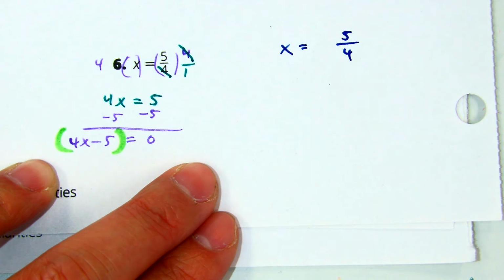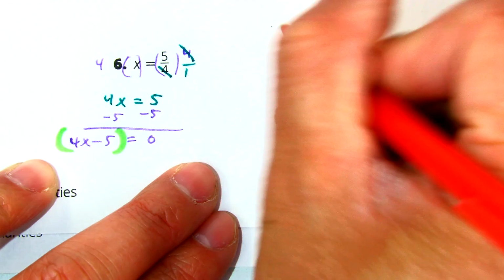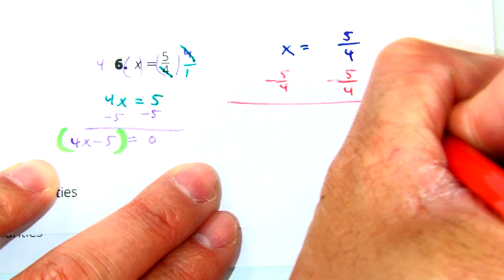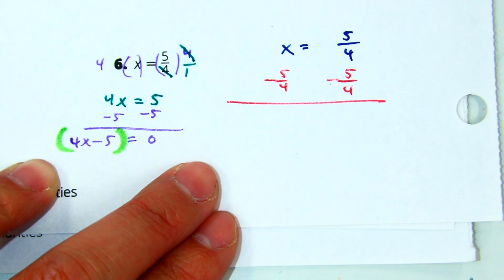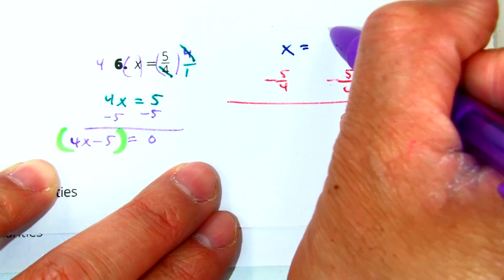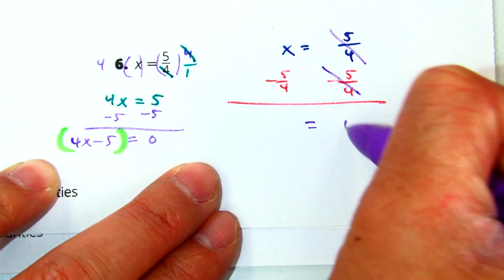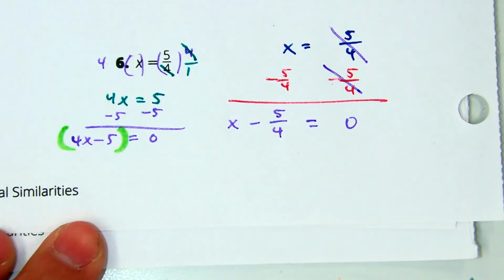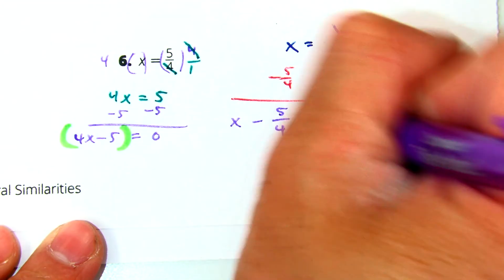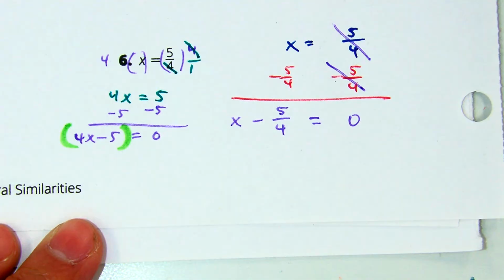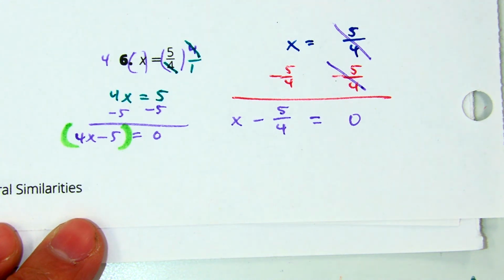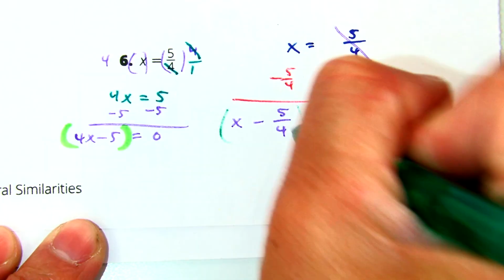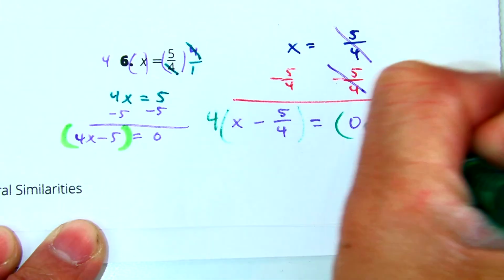I'm going to subtract 5/4 from both sides. This would read now 5/4 minus 5/4 is 0, and x minus 5/4. Now this would be unacceptable as a linear factor. So to eliminate that fraction, I'm going to have to multiply by 4. Look what happens.